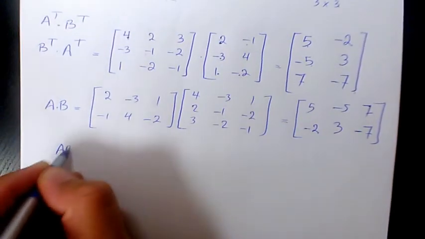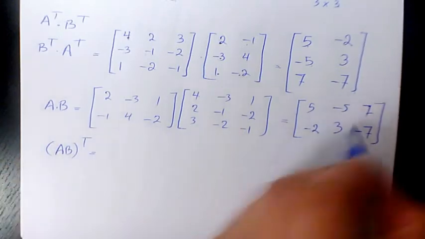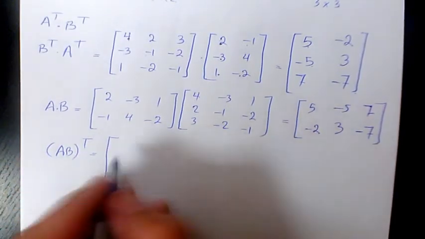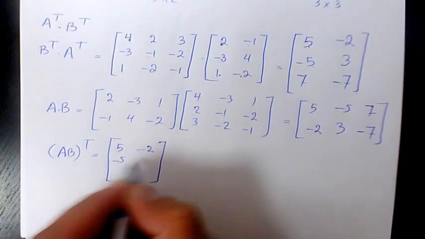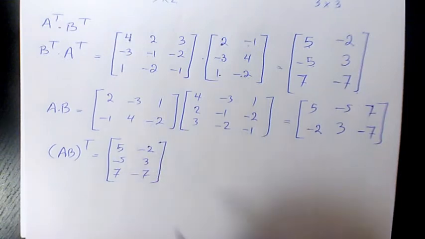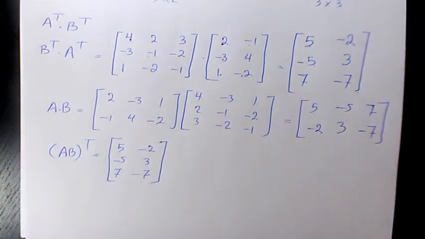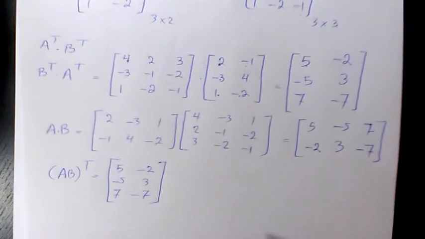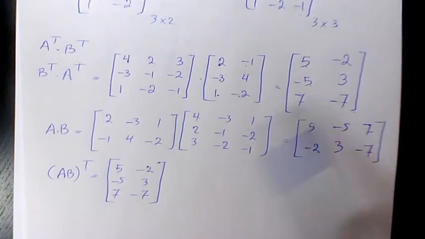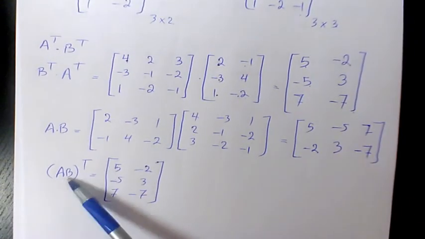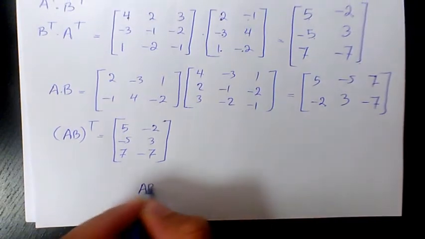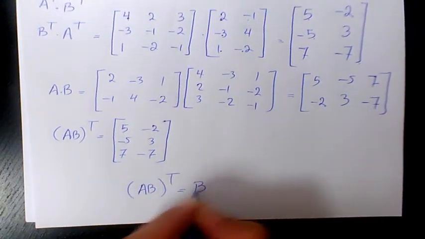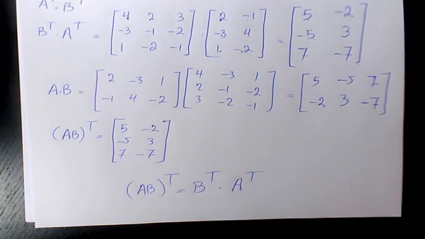Now what is the transpose of AB? It's going to be a 3 by 2: 5, negative 2, negative 5, 3, 7, negative 7. And as you see here, that's exactly what you got in here. So the transpose of A times B equals the transpose of B times the transpose of A. So I'm going to write (AB) transpose equals B transpose times A transpose.